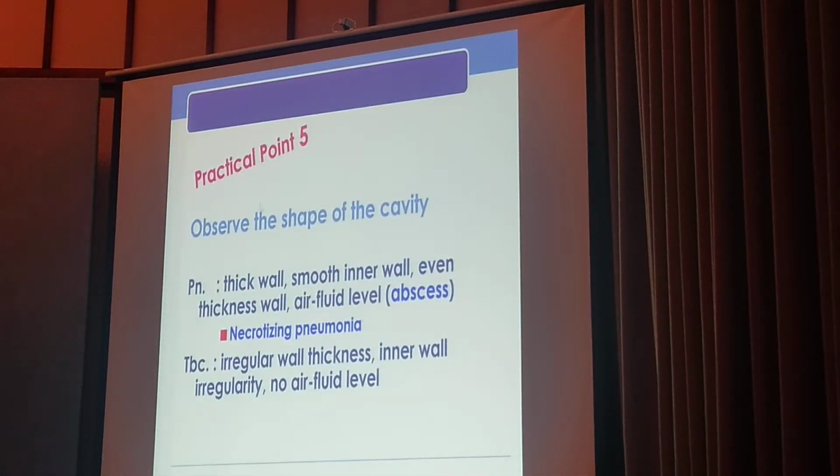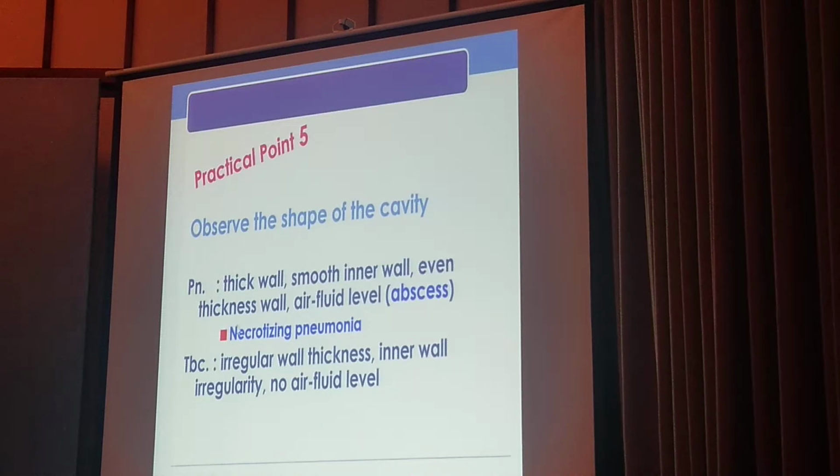Practical point 5. If there is a cavity, you do cavity shape analysis. In pneumonia, the wall is even in thickness, the inner wall is smooth, and there is usually an air fluid level. This is called an abscess. But in tuberculosis, the wall is very irregular, the inner wall is also irregular, and there is almost no air fluid level. So in cavity diagnosis, differentiation of pneumonia and tuberculosis is possible.